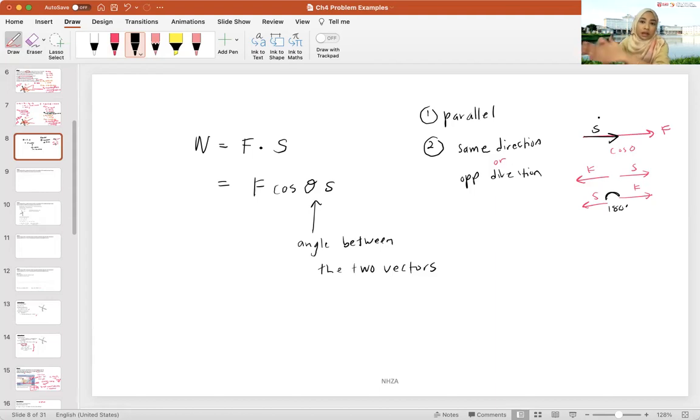Direction sama. They are on the same axis. Angle between them? Ada tak angle? Tak ada angle kan, kosong. So cosine 0 is equal to 1. Cosine of 180 equals minus 1.